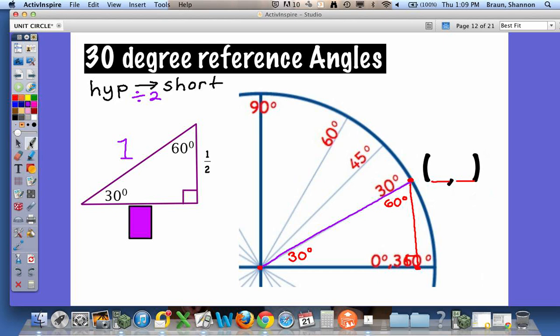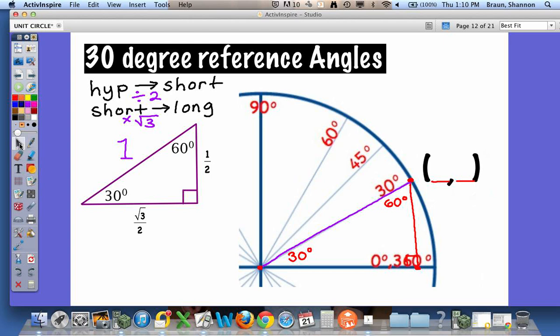And then how do I go from my short leg to my long leg? Multiply by radical 3. And so if my short leg is 1/2 and I multiply by radical 3, it's 1/2 radical 3. We can just write that as radical 3 over 2. Okay. So we're going to transfer that now.